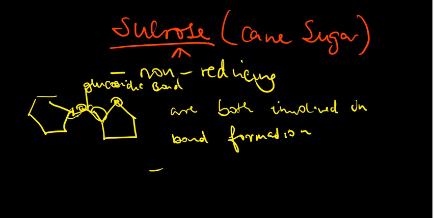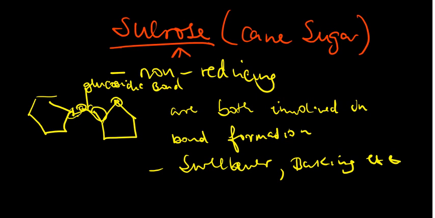So sucrose is broken down into glucose and fructose, which can be used to generate energy using tissue respiration. So this can also be used as a sweetener that can be used for baking and so on and so forth. So this point is important, the one for the bond formation. So you need to know why sucrose is not a reducing sugar.